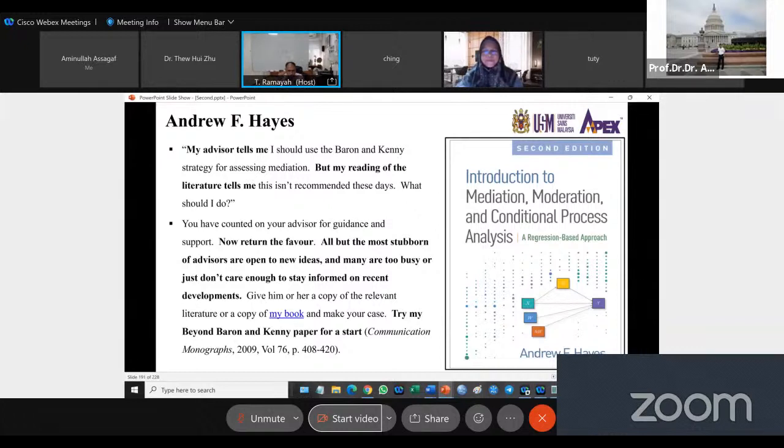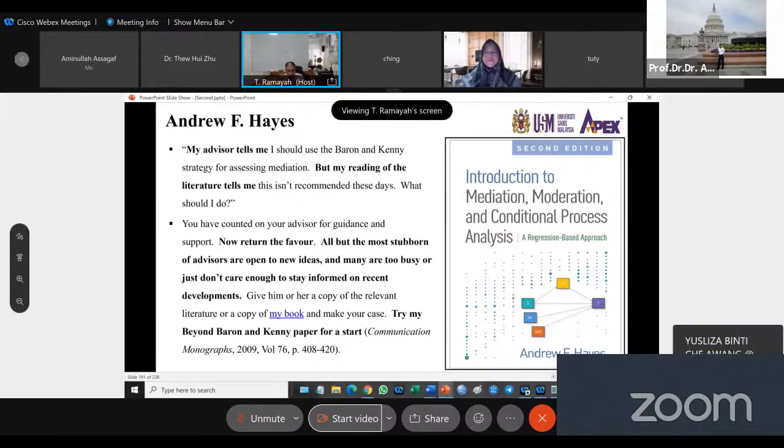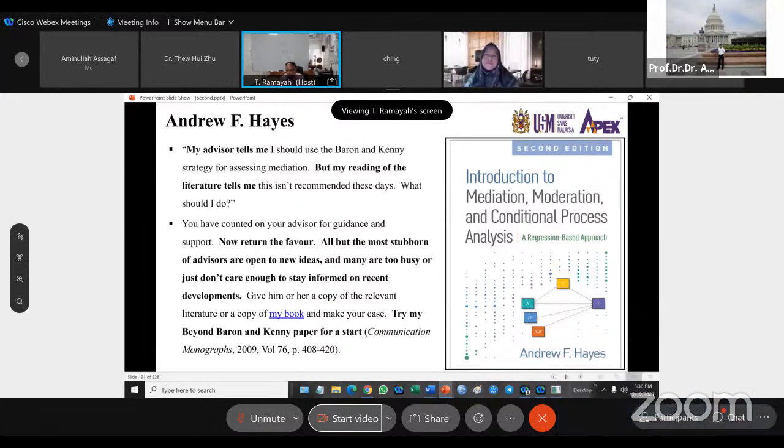This is quite good advice. So if you are quite afraid of your supervisor, what you can do is make a copy of this paper, Beyond Baron and Kenny, slip it under the door and run away. So hopefully your supervisor will pick up and read the paper. You have done your part, right? You've given him a copy. So this is what you should be doing to your supervisors.